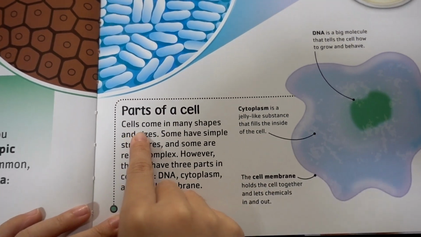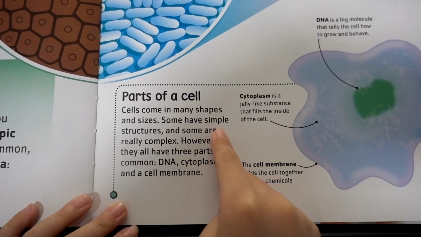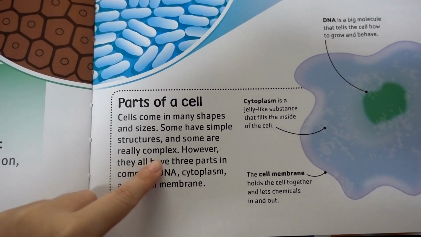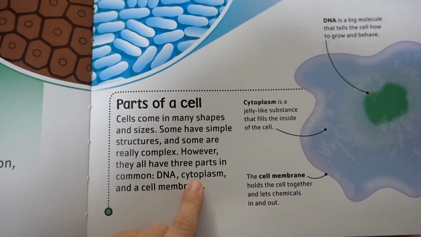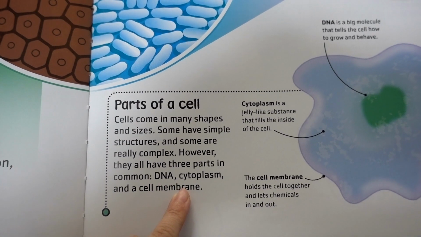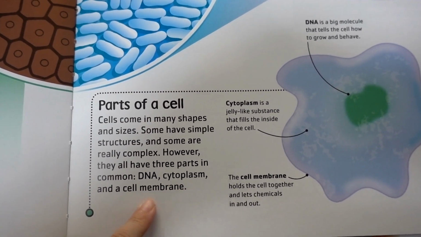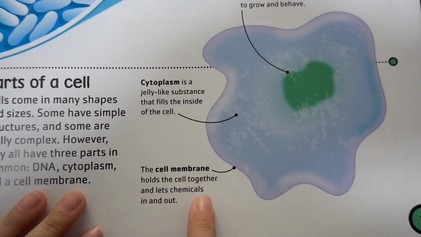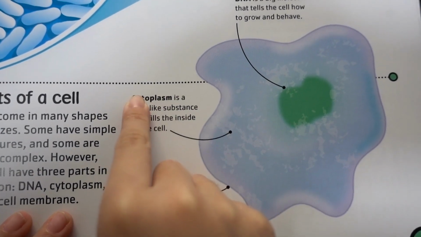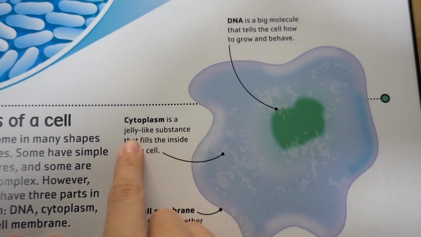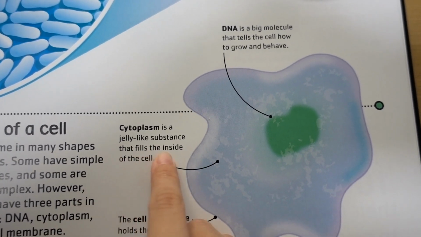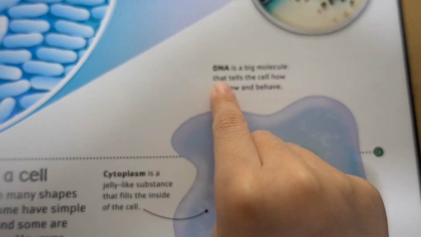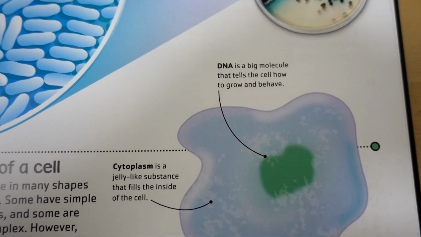Parts of a cell. Cells come in many shapes and sizes. Some have simple structures and some are really complex. However, they all have 3 parts in common: DNA, cytoplasm, and a cell membrane. The cell membrane holds the cell together and lets chemicals in and out. Cytoplasm is a jelly-like substance that fills the inside of the cell. DNA is a big molecule that tells the cell how to grow and behave.